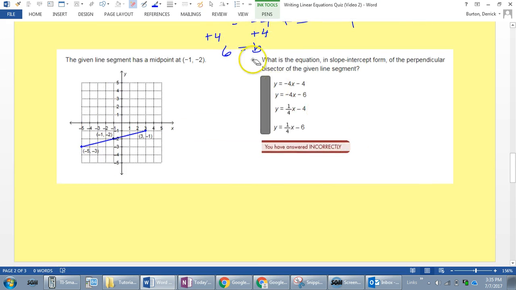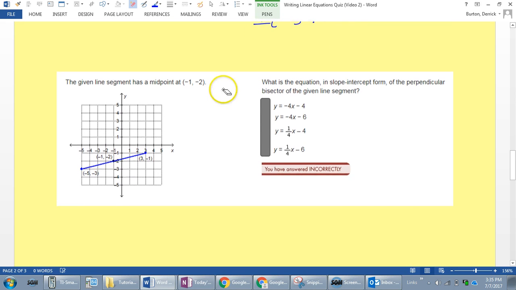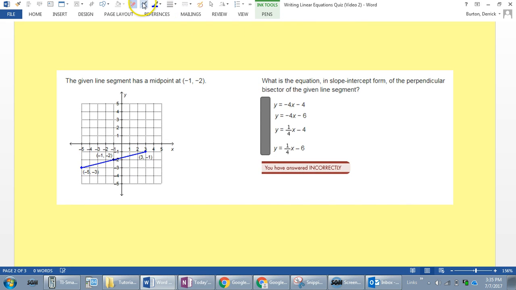Okay, let's go on to the next one. I think we have two left. A given line segment has a midpoint at negative 1, negative 2. So this is the midpoint right here. What is the equation in slope-intercept form of the perpendicular bisector?